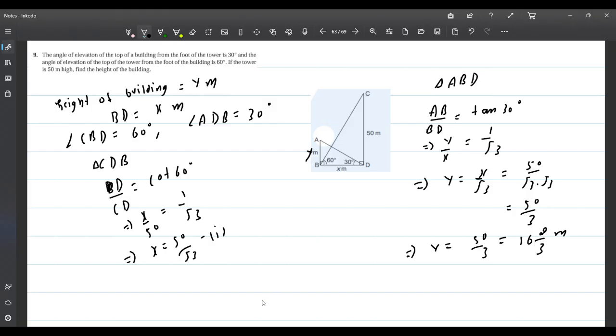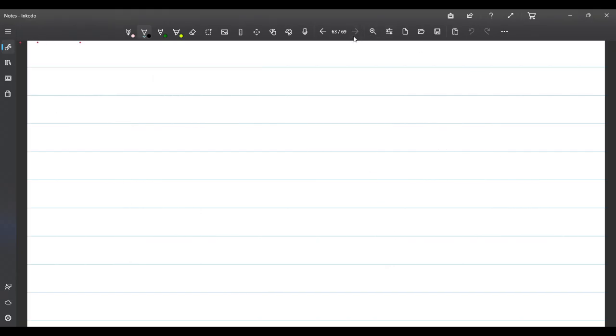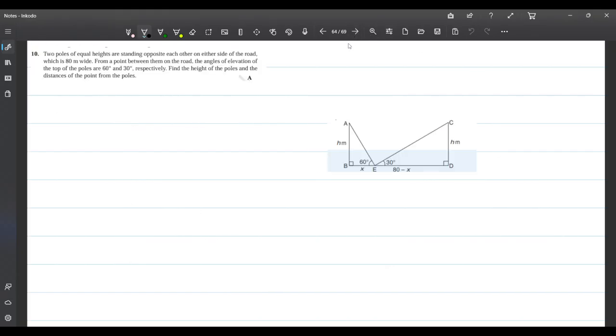So the height of building is 16 by 2 root 3 meter. Now move to the 10th question.